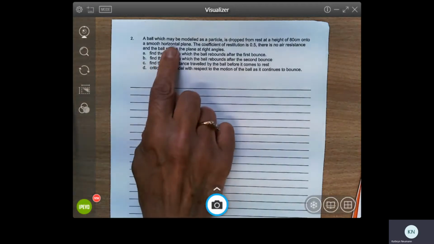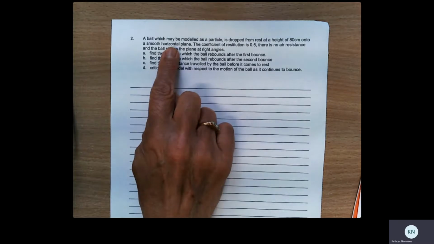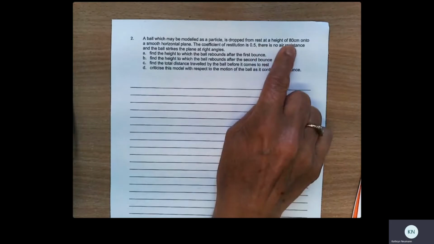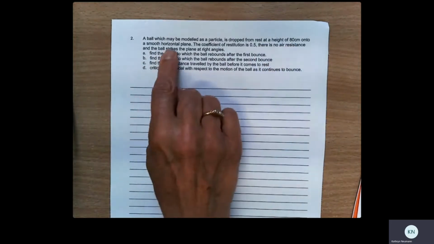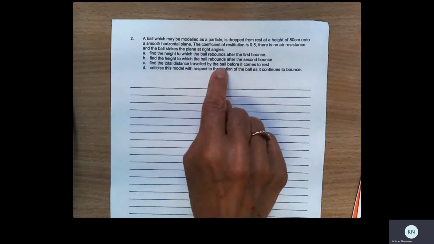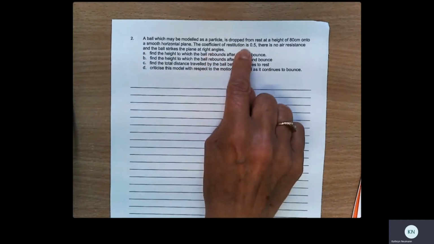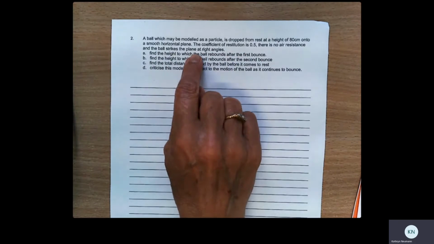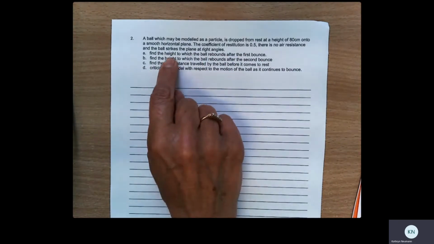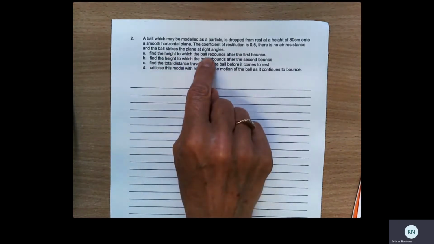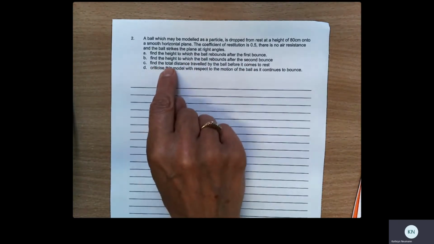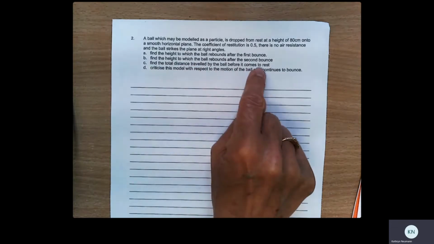We've got a ball which is being modelled as a particle dropped from rest from a height of 80 centimetres onto a smooth horizontal plane. So the ball is going to bounce and then bounce and bounce and bounce. The coefficient of restitution is 0.5, there's no air resistance, and the ball strikes the plane at right angles. And we've got some questions here. Find the height to which it rebounds after the first bounce, after the second bounce, and then this is the interesting one, the total distance travelled by the ball before it comes to rest.